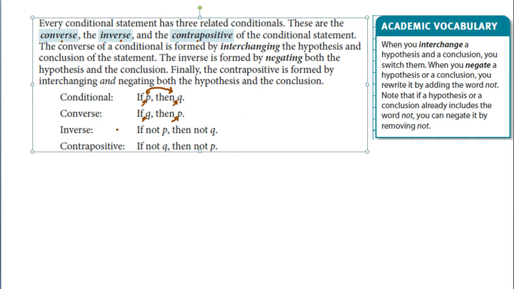So these are all sentences that will have the words if and then in them, but they're a little bit different from the original if-then sentence. Things have been changed around.